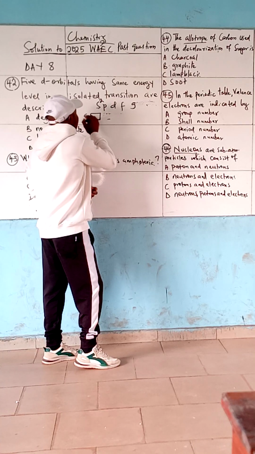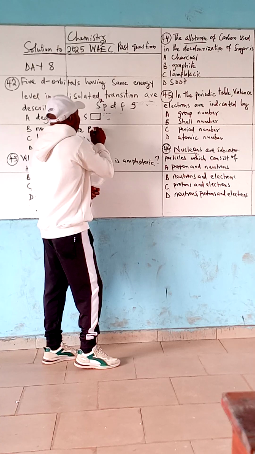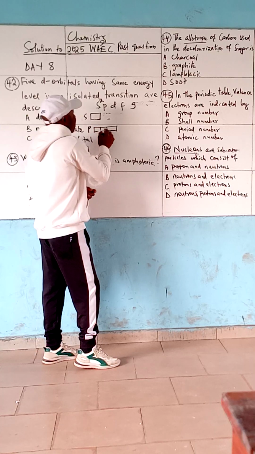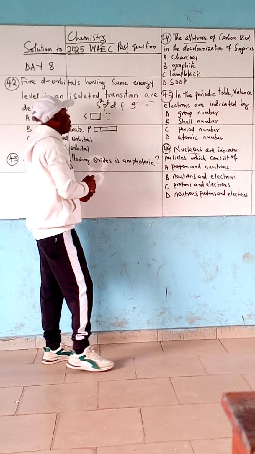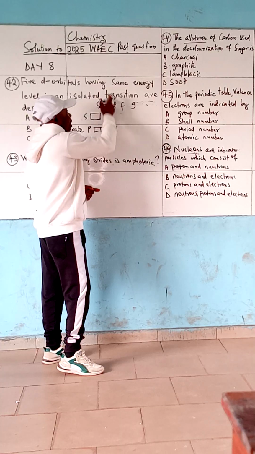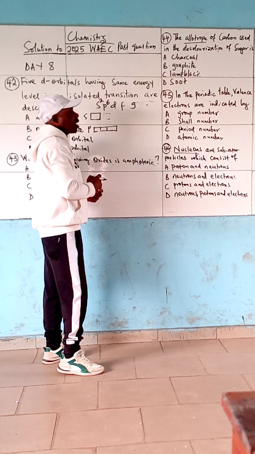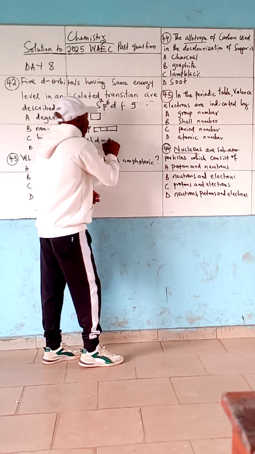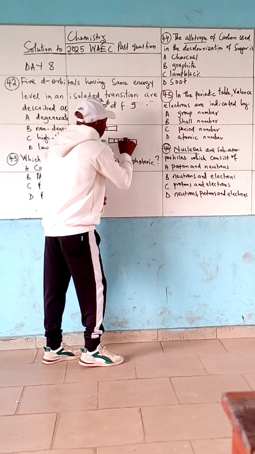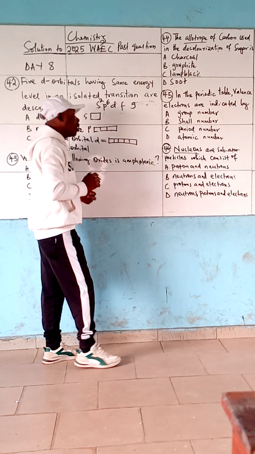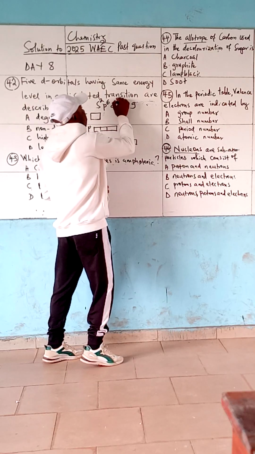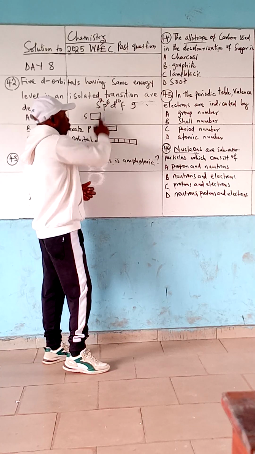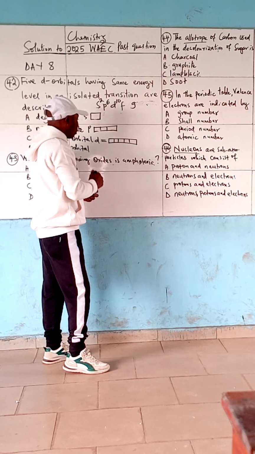That is P orbital. This is S. P orbital is divided into 3 degenerates, 1, 2, 3, and can accept a maximum of 6 electrons. If 1 can accept 2, then 3 can accept 6 electrons. That is 3 times 2, which gives us 6. Then D orbitals is divided into 5 degenerates, 1, 2, 3, 4, 5, and can accept a maximum of 10 electrons. If 1 can accept 2, 5 can accept 10.